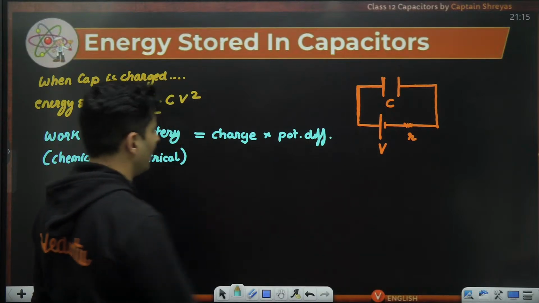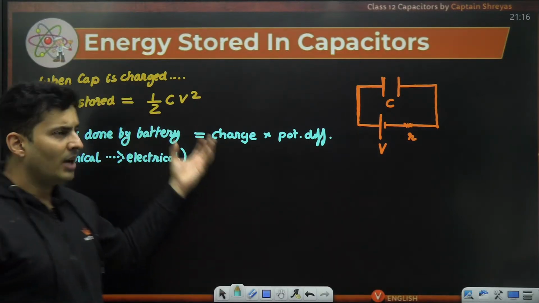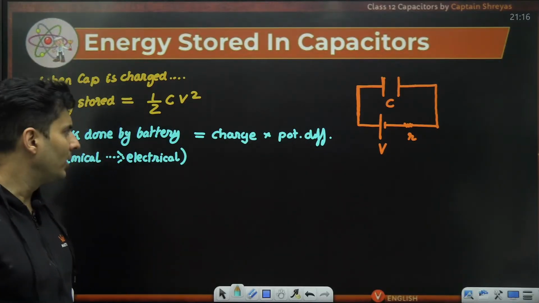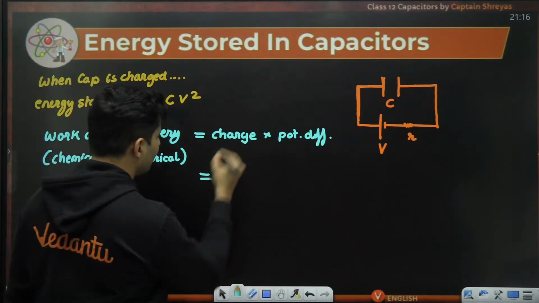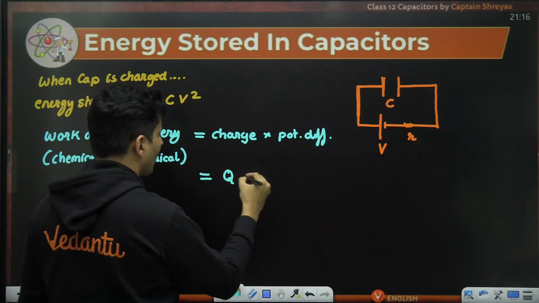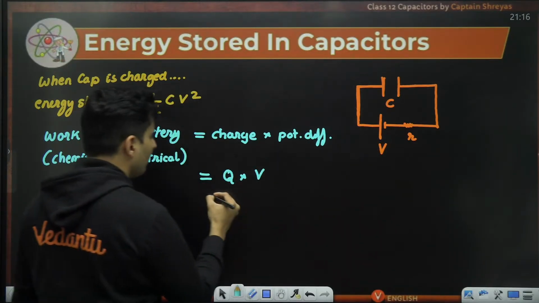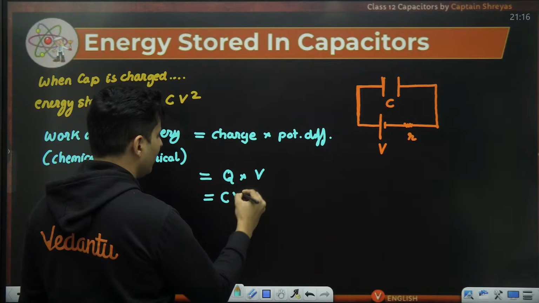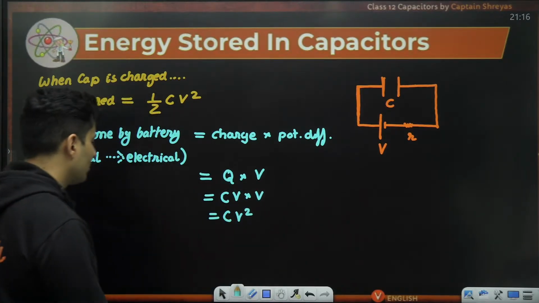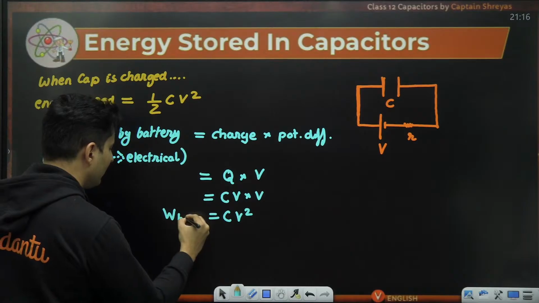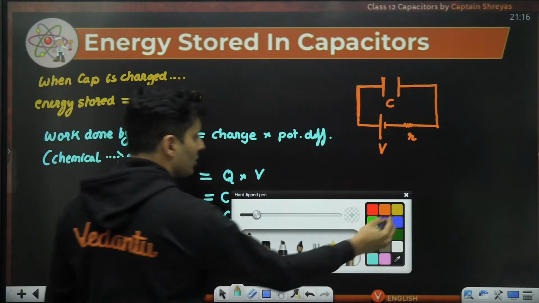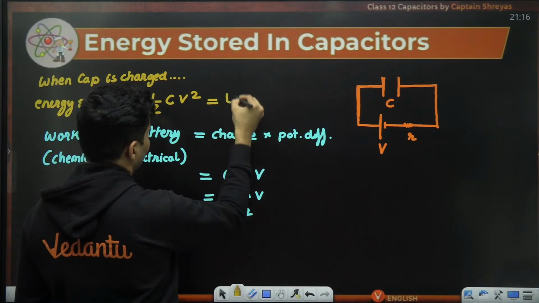That's the standard formula. Work done by voltage difference is how much charge you are moving through that voltage difference. So the charge that I am moving is the charge which is stored on the capacitor, which is Q. Voltage difference is V, but wait a minute, Q is nothing but CV itself. So this will become CV square. So this is the work done by the battery. This is the energy which is stored in the capacitor.